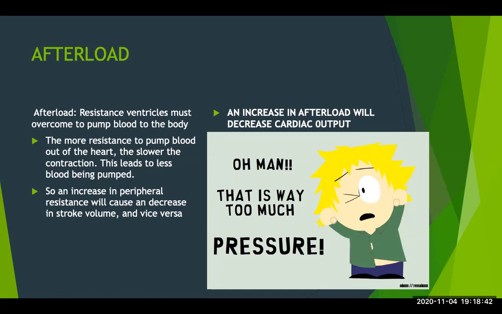Afterload is the resistance the ventricles must overcome to pump the blood to the body. The more resistance to pump blood out of the heart, the slower the contraction, and this will lead to less blood being pumped. So an increase in peripheral resistance will cause a decrease in stroke volume and vice versa. And an increase in afterload will decrease cardiac output.